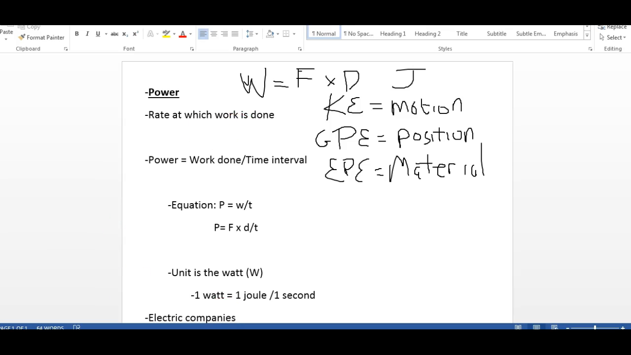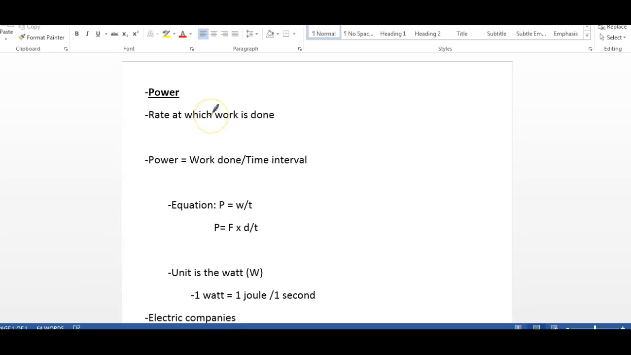Our last term here is power. Power is the rate at which you do work, and a rate usually has something to do with time. It's how long a certain task takes to get done. A good example is miles per hour. That's a rate. A car goes 55 miles per hour, so you went 55 miles, and it took you 1 hour. Power has to do with how much work you do over a given time frame.